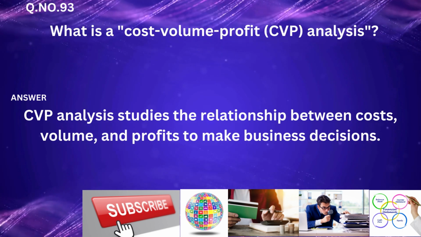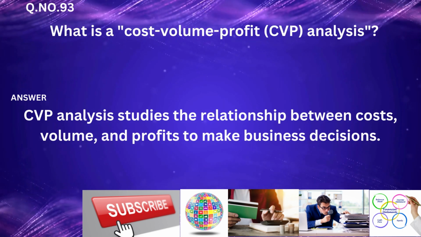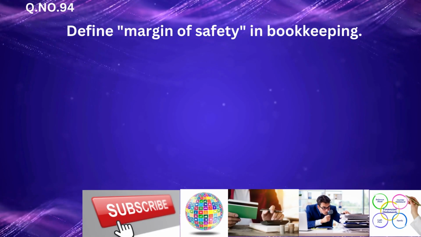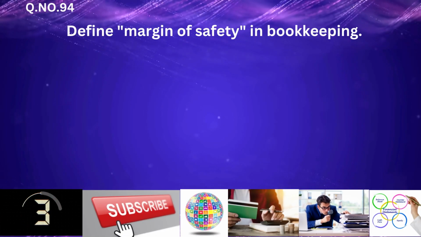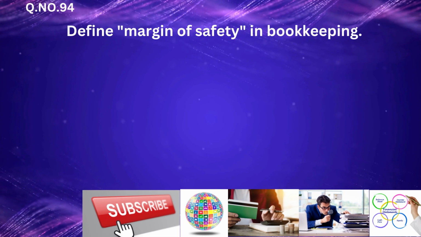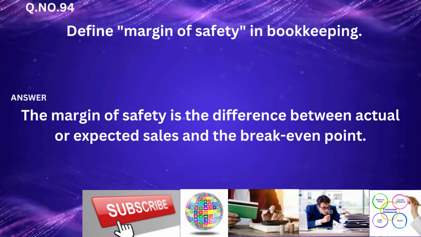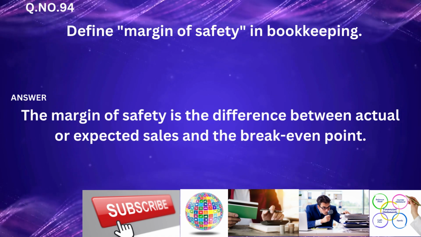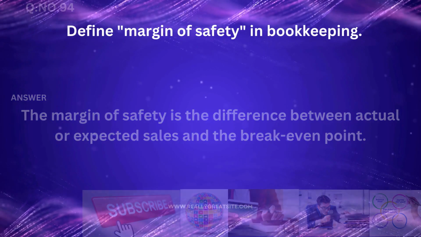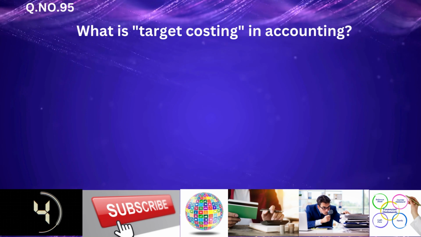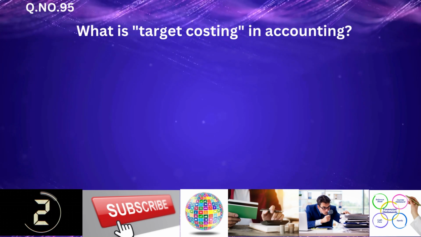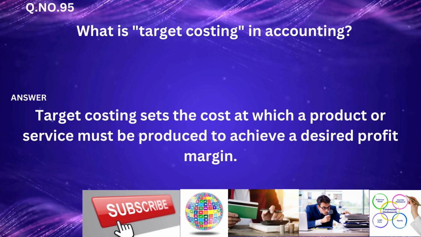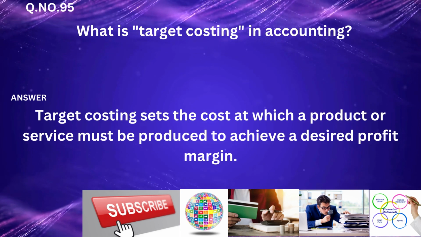Question 103. What is activity-based costing (ABC) in accounting? Answer: ABC allocates indirect costs based on the activities that drive those costs. Question 104. What is cost control in bookkeeping? Answer: cost control involves monitoring and managing expenses to ensure they remain within budgeted limits.